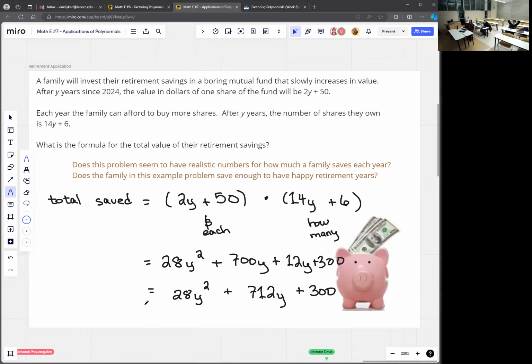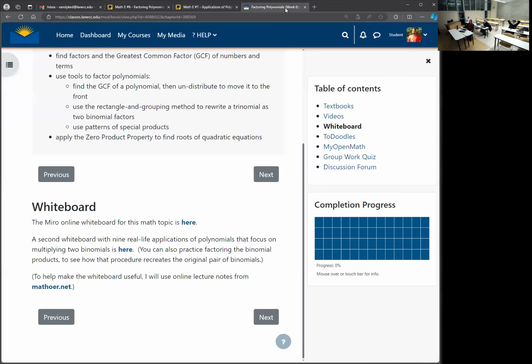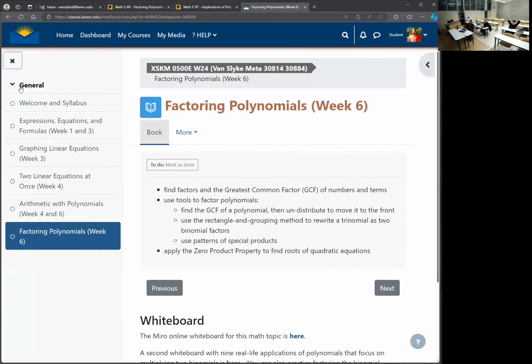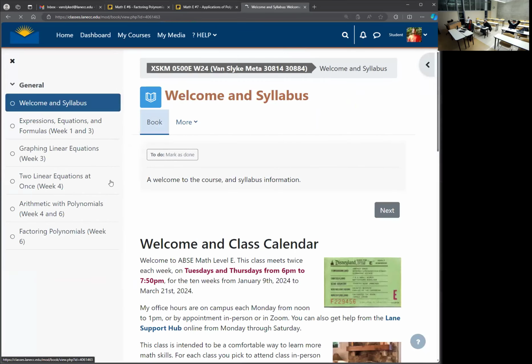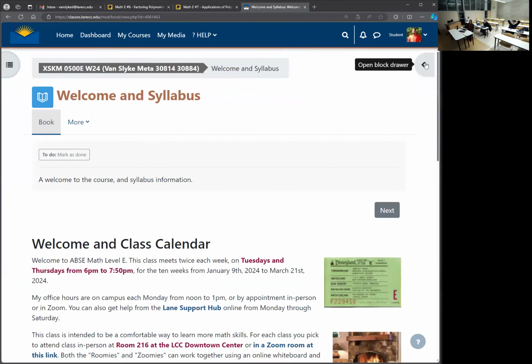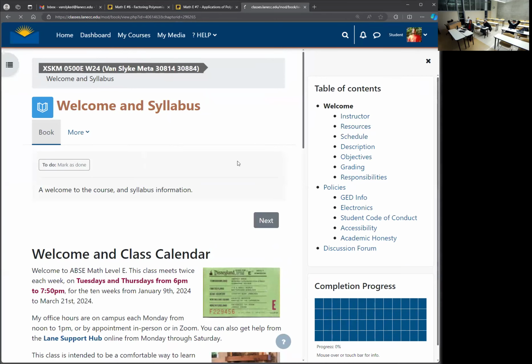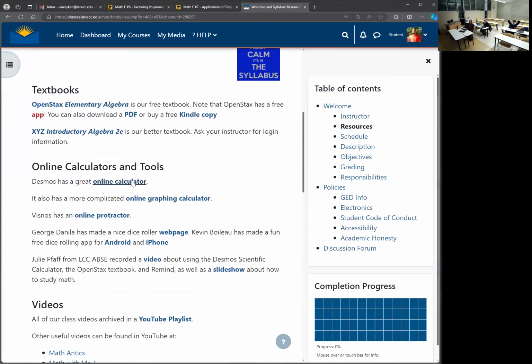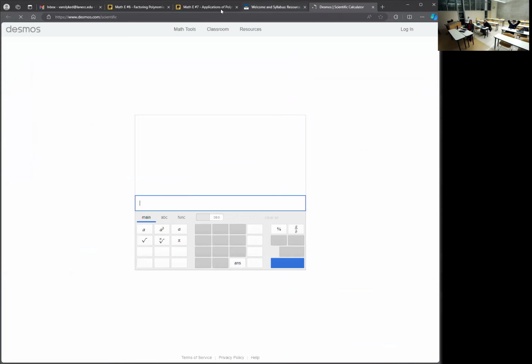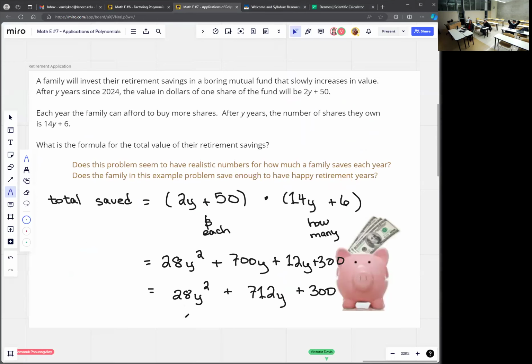Okay, I'm going to look at my calculator and do a few examples of this. So I will go up to Welcome and Syllabus, and I will get out my resources and online calculator. Okay. So let's try a few different values of this.